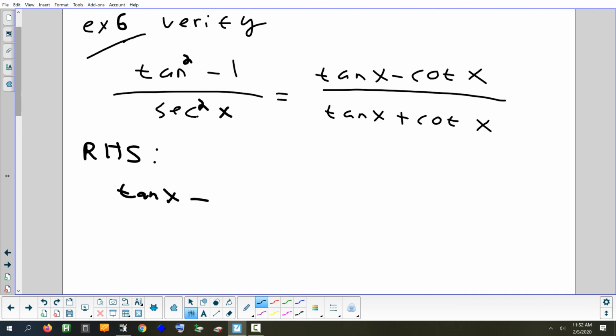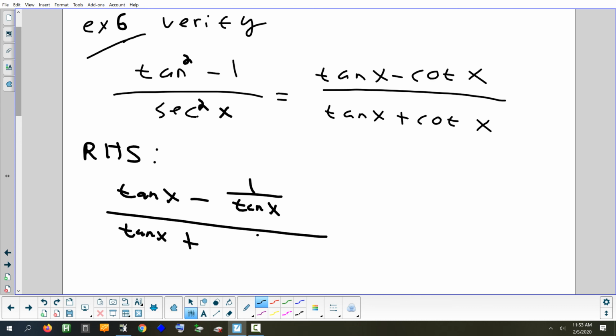Yep. 1 over tangent. And the bottom is exactly the same, except it's plus. Tangent plus 1 over tangent. Now, if you have something like that, let's say I had, you don't have to write this part, I just want to show you with numbers. 3 minus 4 over 3 plus 4.